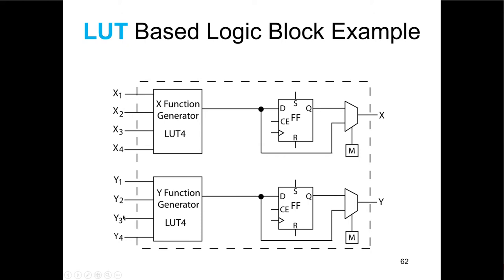Ours have six inputs in each of these, and if you put them together, you can get seven, because you can use the multiplexer to select between X and Y for the seventh bit, or for the seventh variable. Typically a couple of flip-flops, and you can skip the flip-flop if you want with this multiplexer, or you can select the output of the flip-flop.